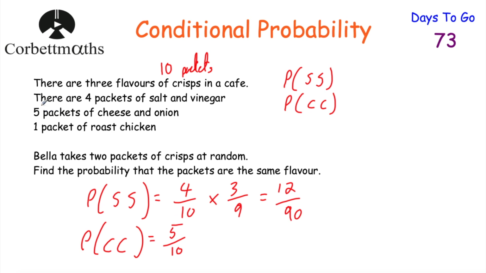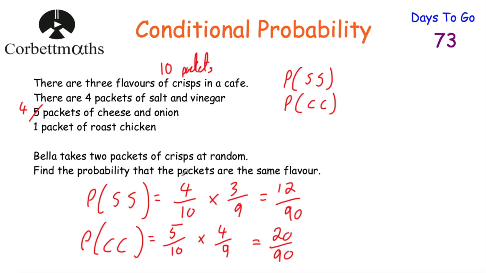Now if she takes one of those cheese and onions off the shelf, there's now 4 packets of salt and vinegar, 4 packets of cheese and onion, and 1 packet of roast chicken. So in terms of the second packet of crisps being cheese and onion, that'll be multiplied by 4 out of 9 because it's 4 out of the 9 packets. So now we just multiply the probabilities together. 5 times 4 is equal to 20, and 10 times 9 is equal to 90.